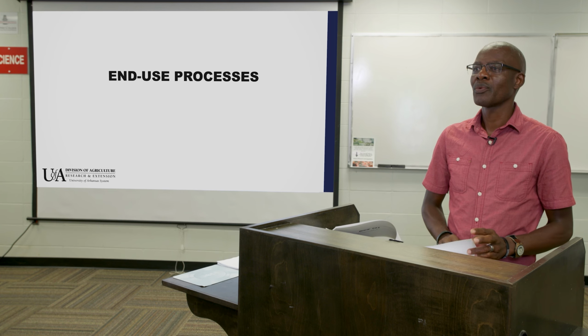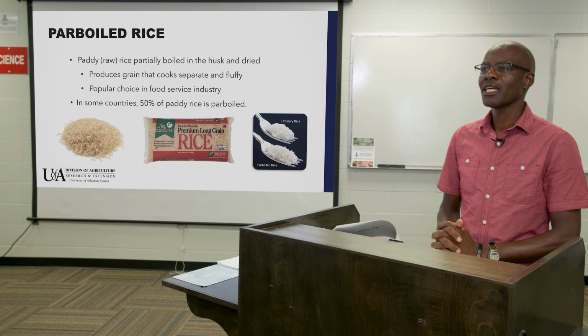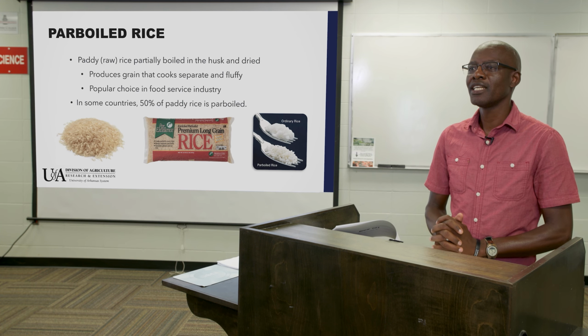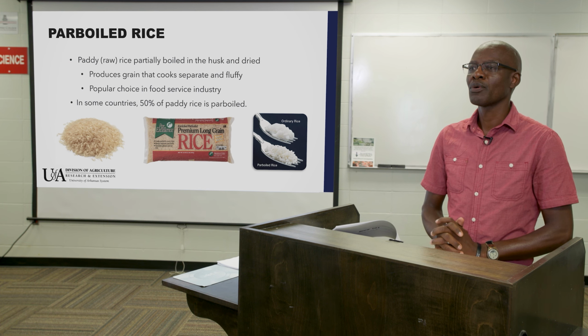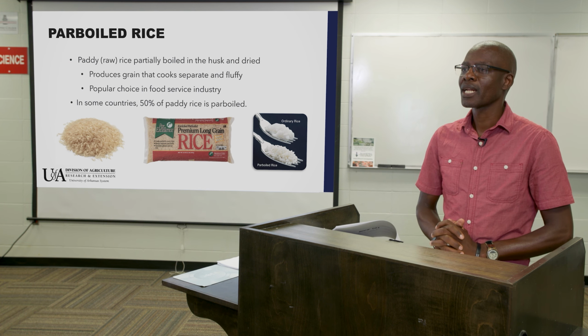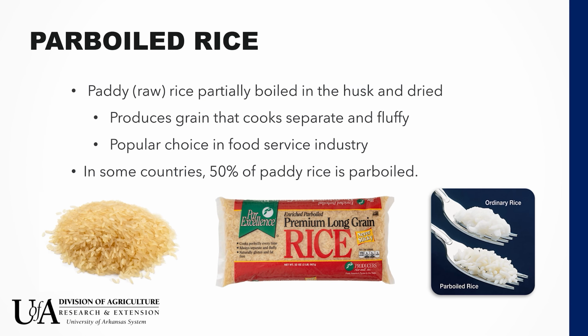As I mentioned, we'll start with the parboiling process. Now, parboiled rice is typically rice that is partially boiled in the husk and dried, and typically it produces grain that cooks separately and fluffy. They're very, very popular in the food service industry. And in some countries, about 50% of the paddy is parboiled. In the US, our market is slightly less than that. We don't parboil a lot of our rice. And you can see images there that show some of what you might see in the market.